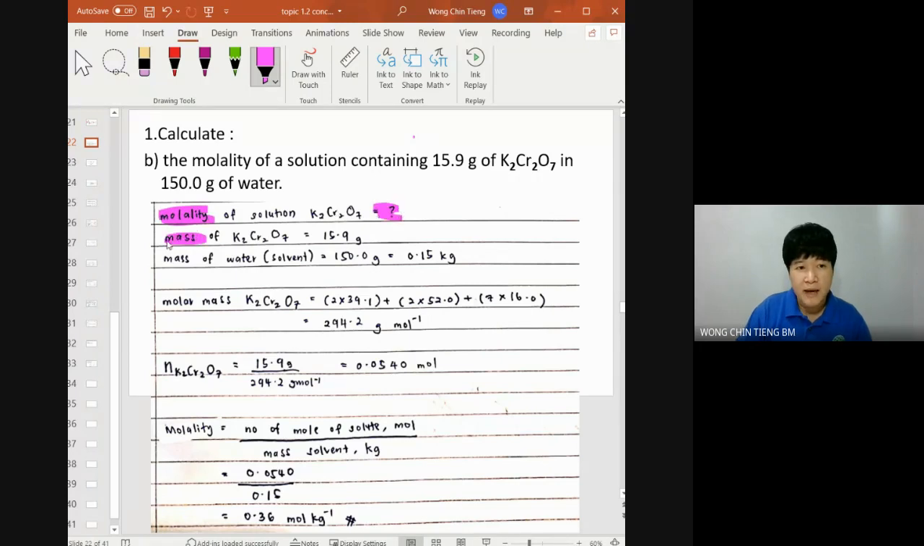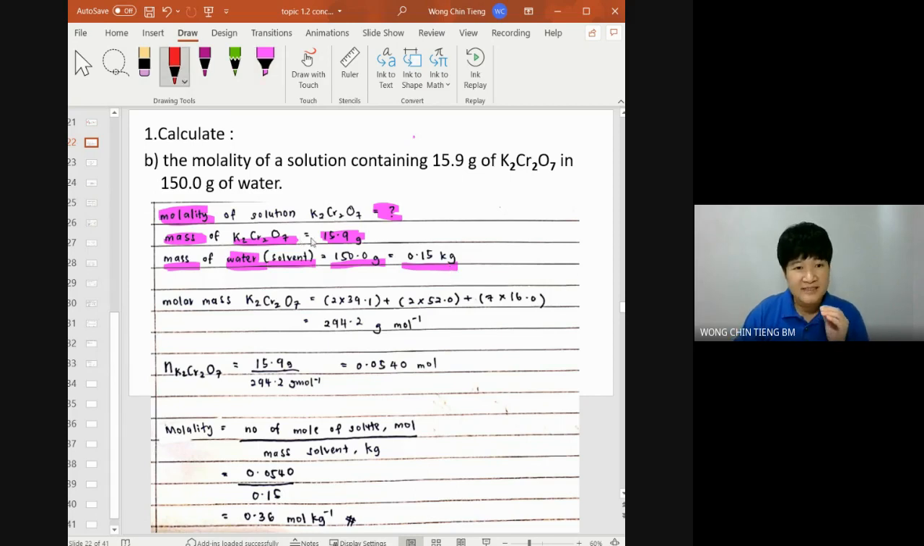Question give me mass in gram, 15.9. Question give mass of water, and I love this, solvent. It's very important to label who is your solute, who is your solvent, and the solvent given is 150 gram. Kawan kamu tukar siap-siap jadi kilogram. And I love it. The moment I look at this answer, I just suka.